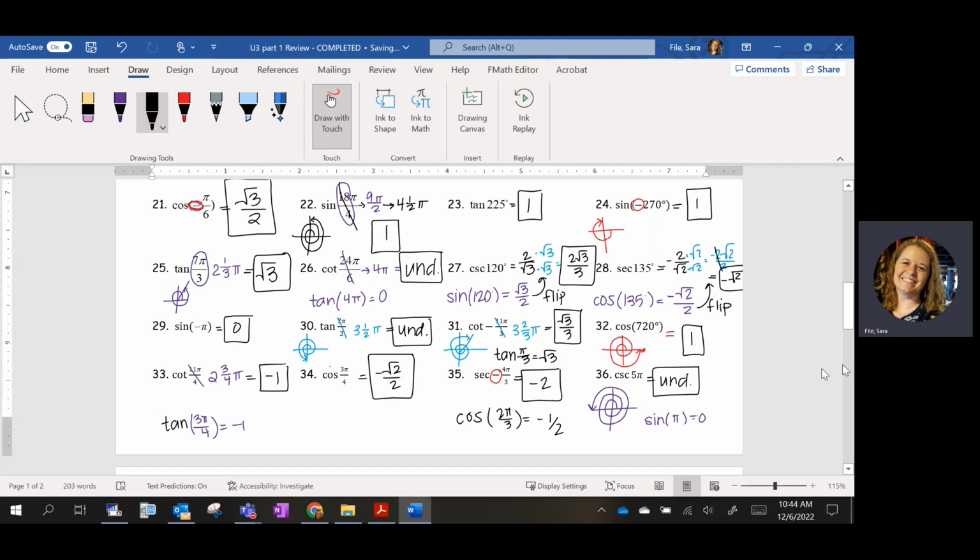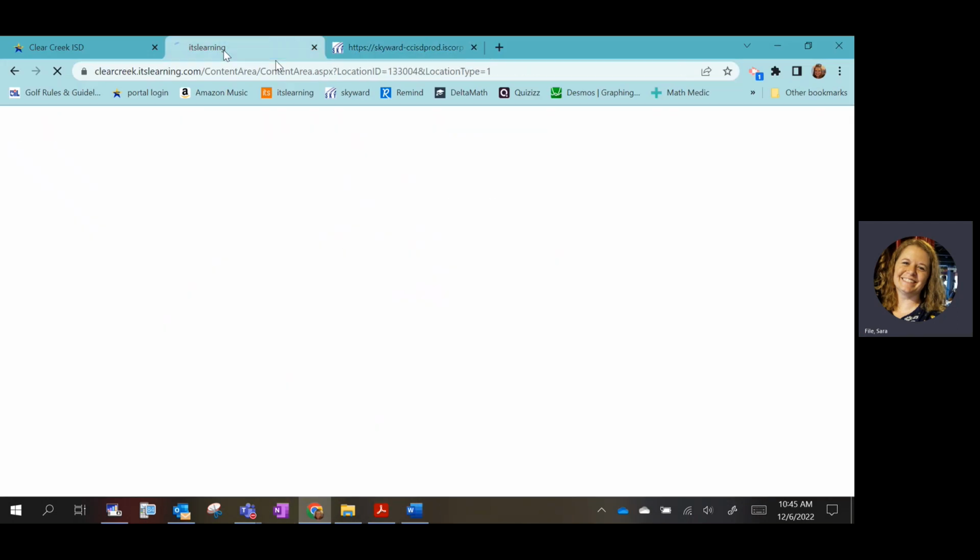Okay, so we got several 1s, some undefined, a 0, a -2, a √3/2, a -√2. Lots of different types of answers here. That is similar to what was on your quiz, what was in that last Delta Math that you did. So you've had lots of practice on this. If you feel like you need more, remember to go to the links to resources on our It's Learning page.